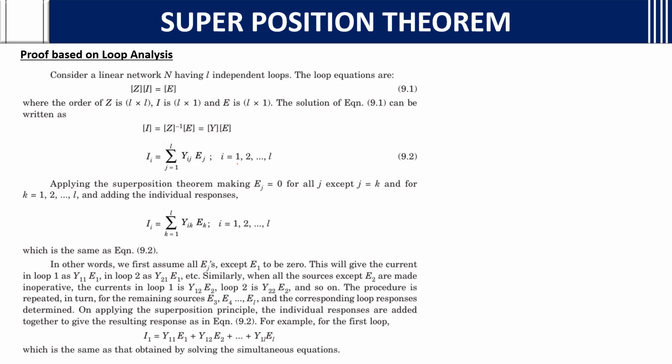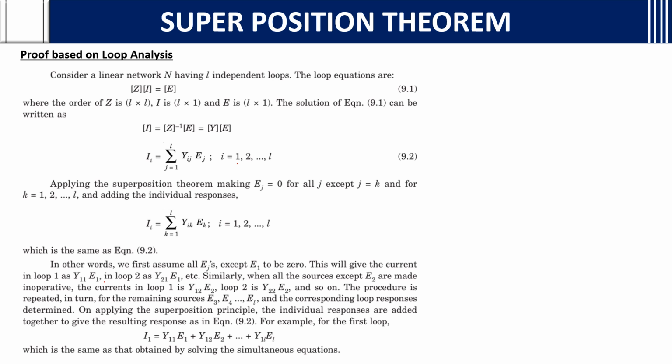In other words, we first assume all Eⱼ except E1 to be 0. This will give the current in loop 1, and in loop 2 as Y21 E1, etc. Similarly, when all sources except E2 are made inoperative, it will give the current in loop 1 as Y12 E2, loop 2 as Y22 E2, and so on. This continues.